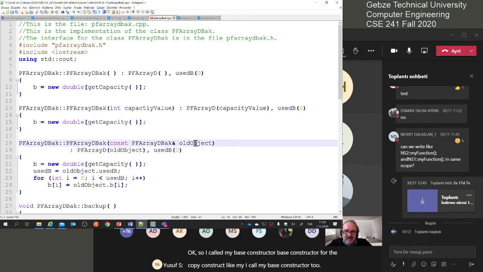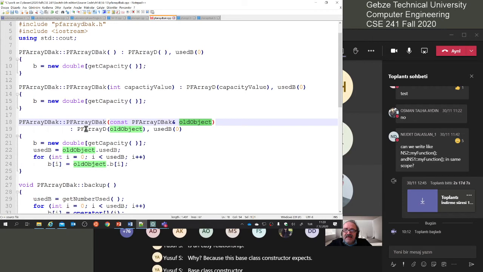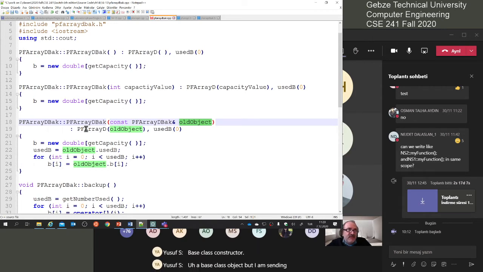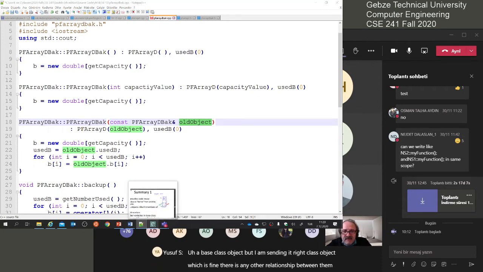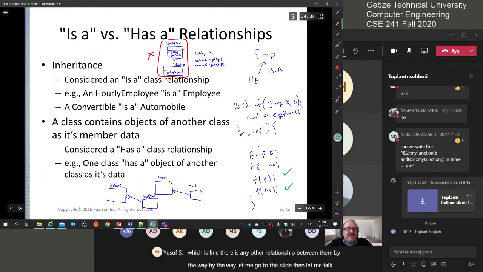Remember this? What did we say last time? We could do this because there is an is-a relationship. Why? Because the base class constructor expects a base class object, but I am sending a derived class object, which is fine. There is an is-a relationship between them. By the way, let me go to this slide and talk a little more about this is-a relationship.